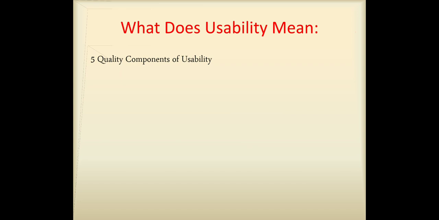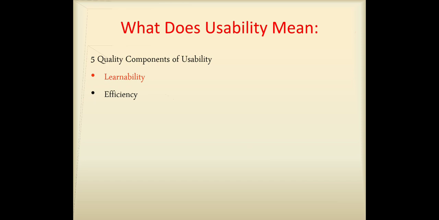So the 5 quality components of usability are learnability, efficiency, memorability, errors, and satisfaction. So let us go through all these 5 components of usability one after the other. The very first one, learnability, says how easy it is for the users to accomplish basic tasks the first time they encounter the design.